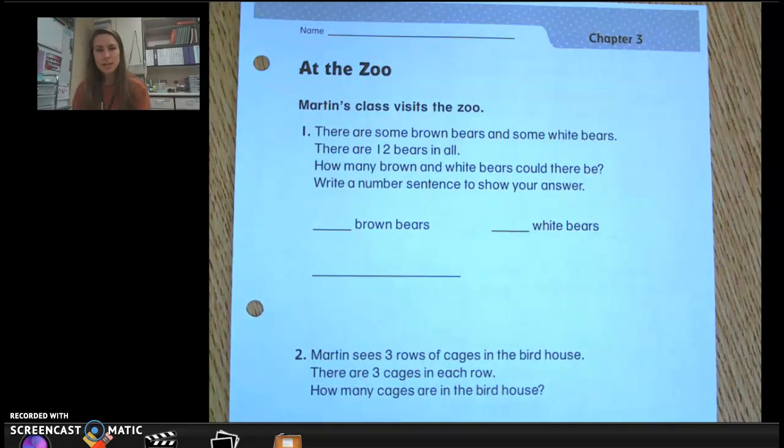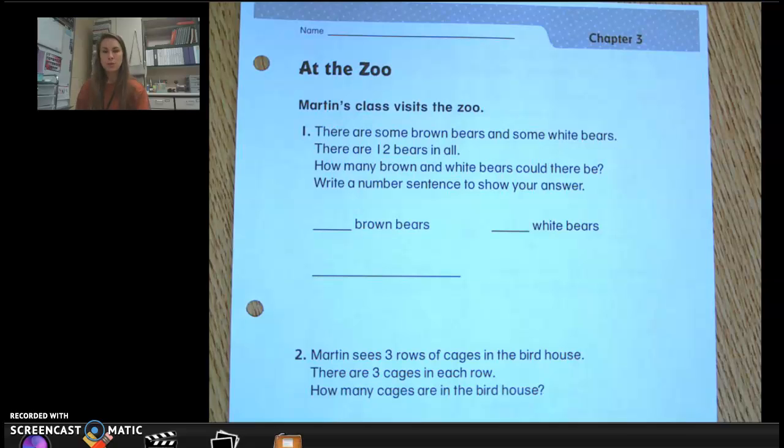Friends, today we're going to be taking our Chapter 3 test at the zoo. So we have quite a few story problems about Martin's class who visits the zoo. During this time, I'm going to be reading the questions to you and talking about a few little tips and tricks of how to solve them. So make sure you pause your video between each question so that you don't let the video go on to the next question before you're ready.